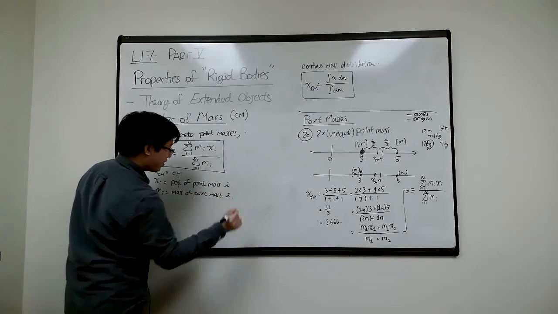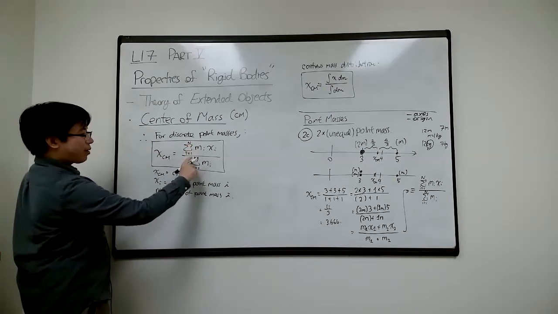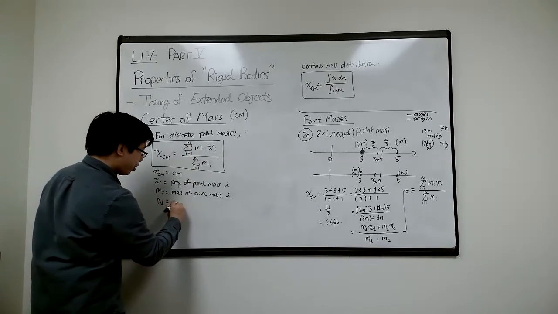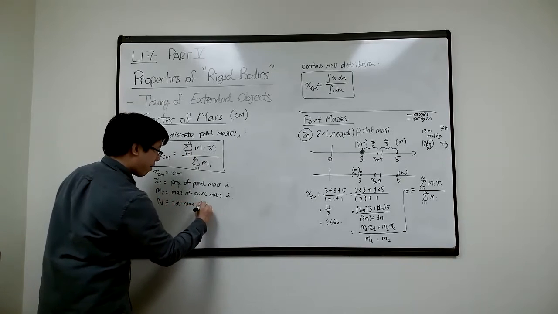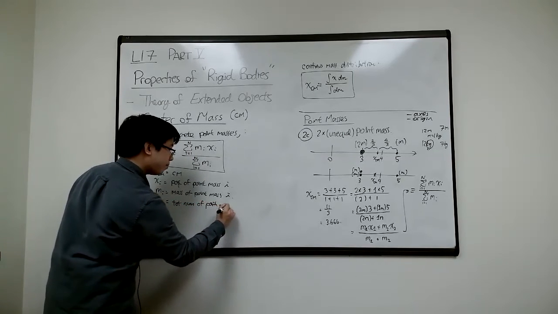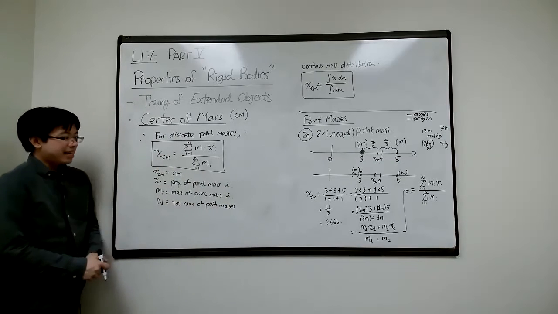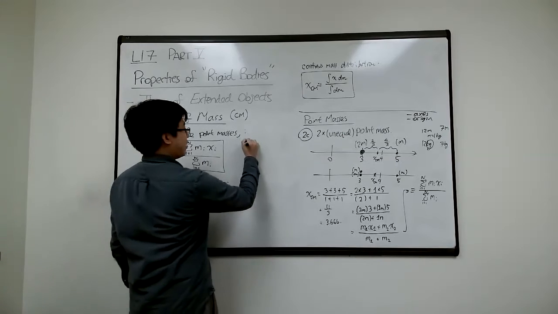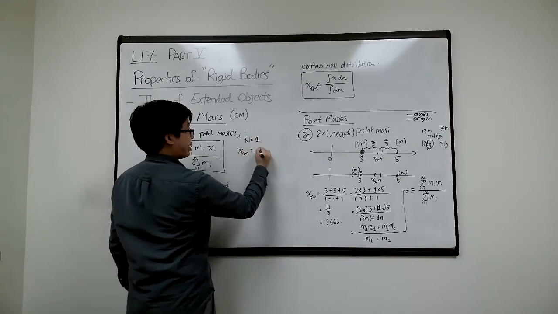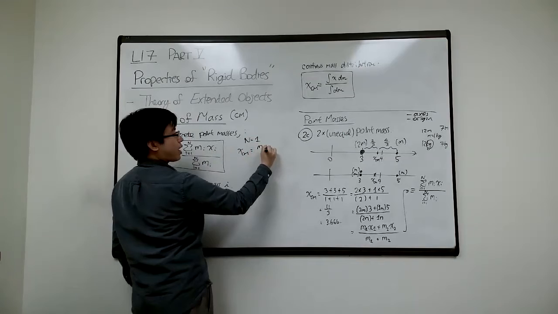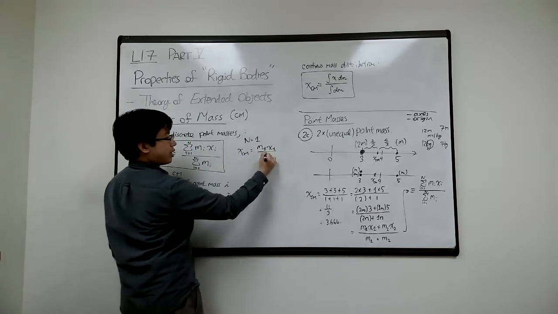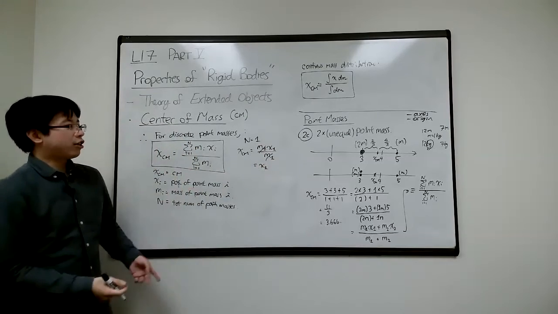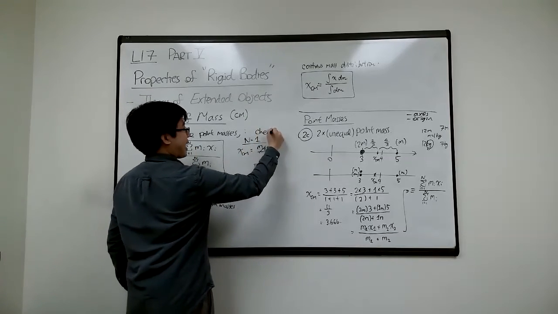I don't want to erase this, I'll use a different grammar. And one more variable, I should say, is n. n is the total number of point masses. Okay. So you can quickly check if capital N equals 1. Does it make sense? So x_cm is, I just put m_1 x_1 over m_1. Well, it's just x_1. That's the position of the point mass. So that's trivial.